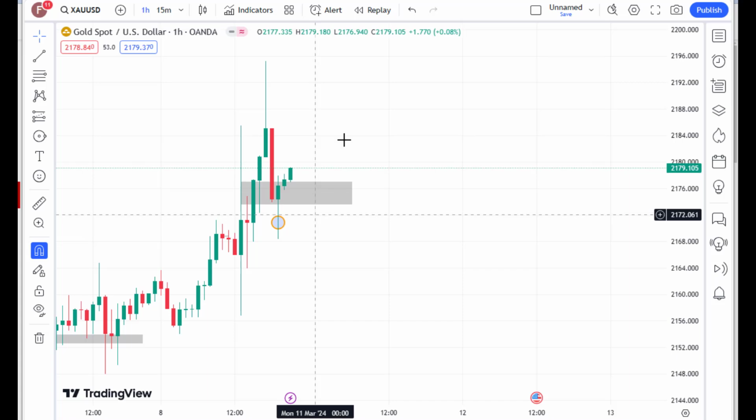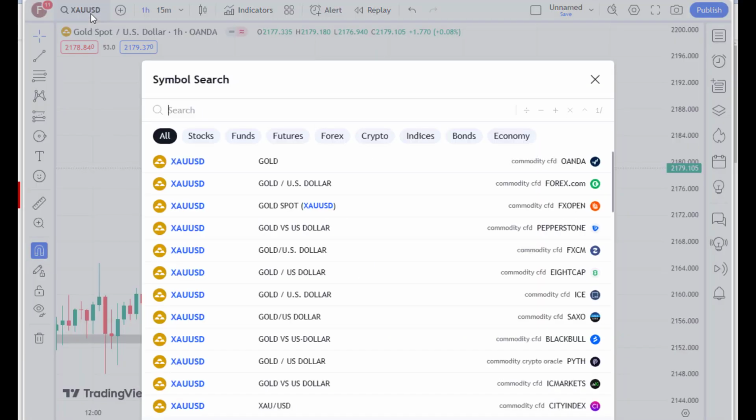There's a possibility of a high here for price to move up, right? So let's just quickly look at Euro US dollar.